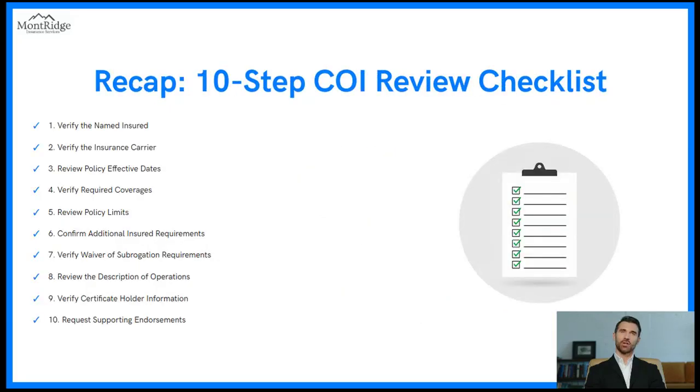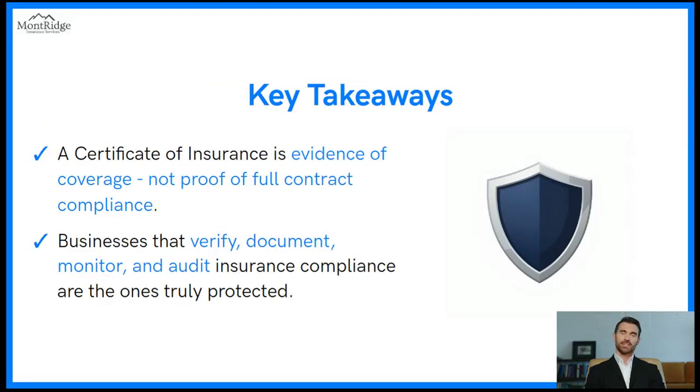Recap: 10-step COI Review Checklist. 1. Verify the named insured. 2. Verify the insurance carrier. 3. Review policy effective dates. 4. Verify required coverages. 5. Review policy limits. 6. Confirm additional insured requirements. 7. Verify waiver of subrogation requirements. 8. Review the description of operations. 9. Verify certificate holder information. 10. Request supporting endorsements.